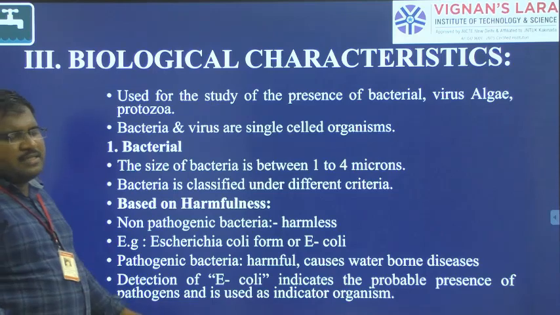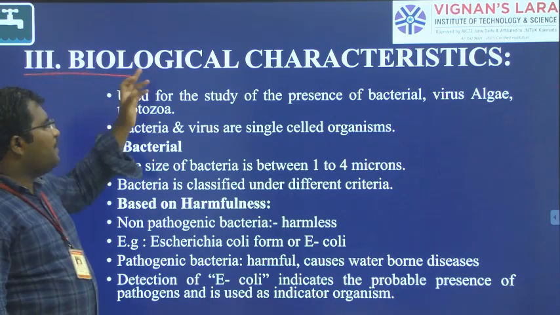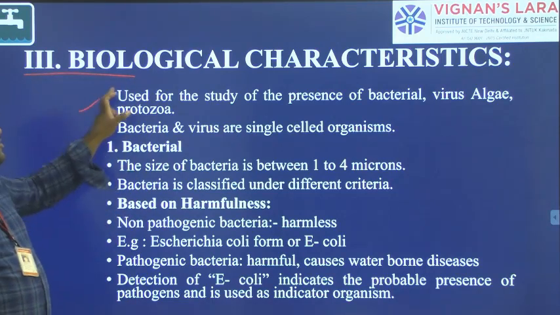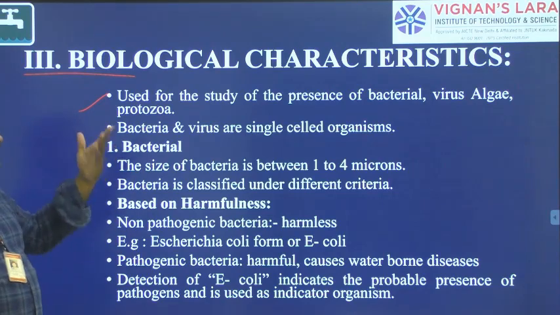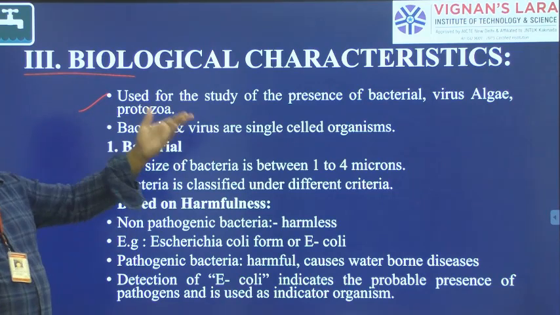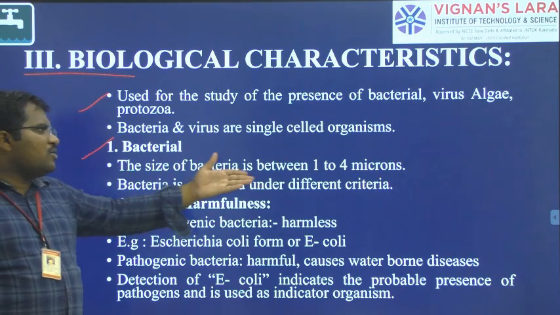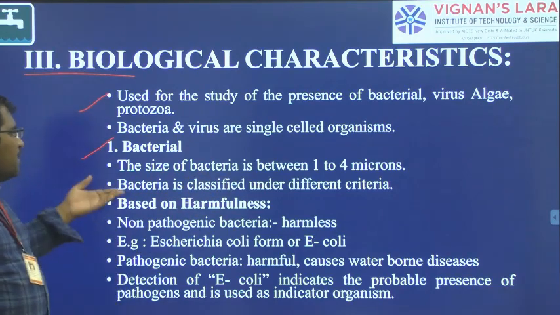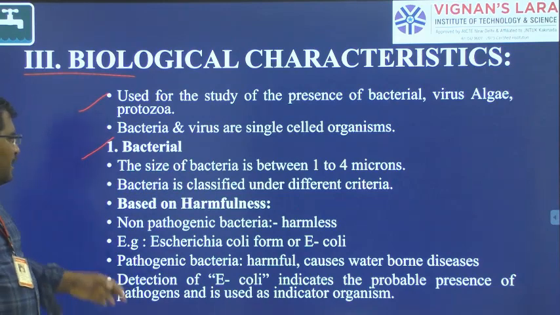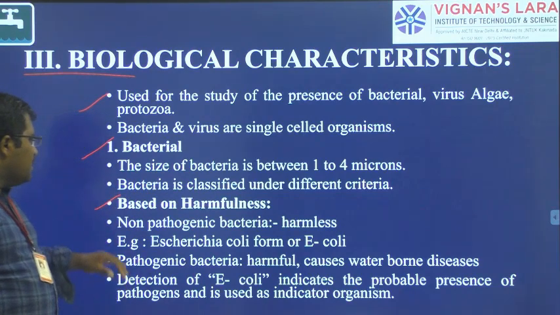biological characteristics. That is the third parameter in this unit, right? So it is used for the study of bacteria, virus, and algae. Bacteria and virus are single cell organisms. See the bacteria, it is going to have a size between 1 to 4 microns. Bacteria are classified under different criteria based on harmfulness: non-pathogens and pathogens.